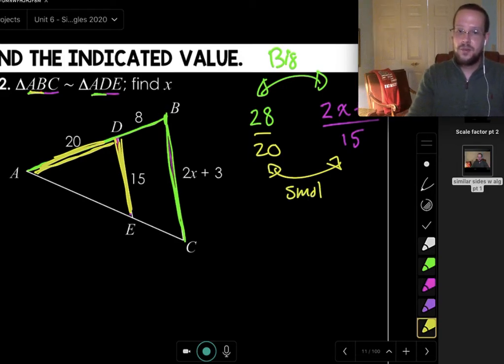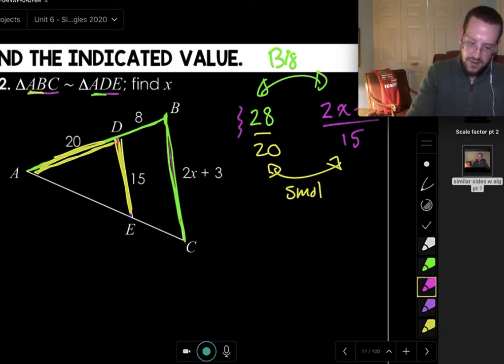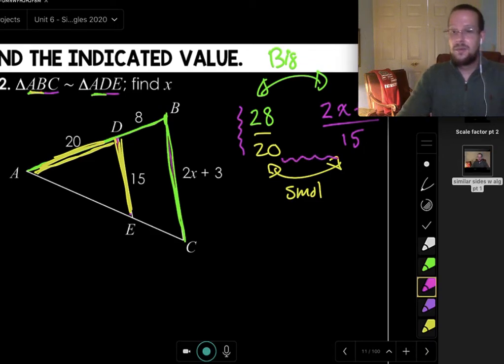All right, so not only am I matching up corresponding sides up and down, but I'm also matching triangles. So that's how you want to think of these. You want to set up your proportion correctly.